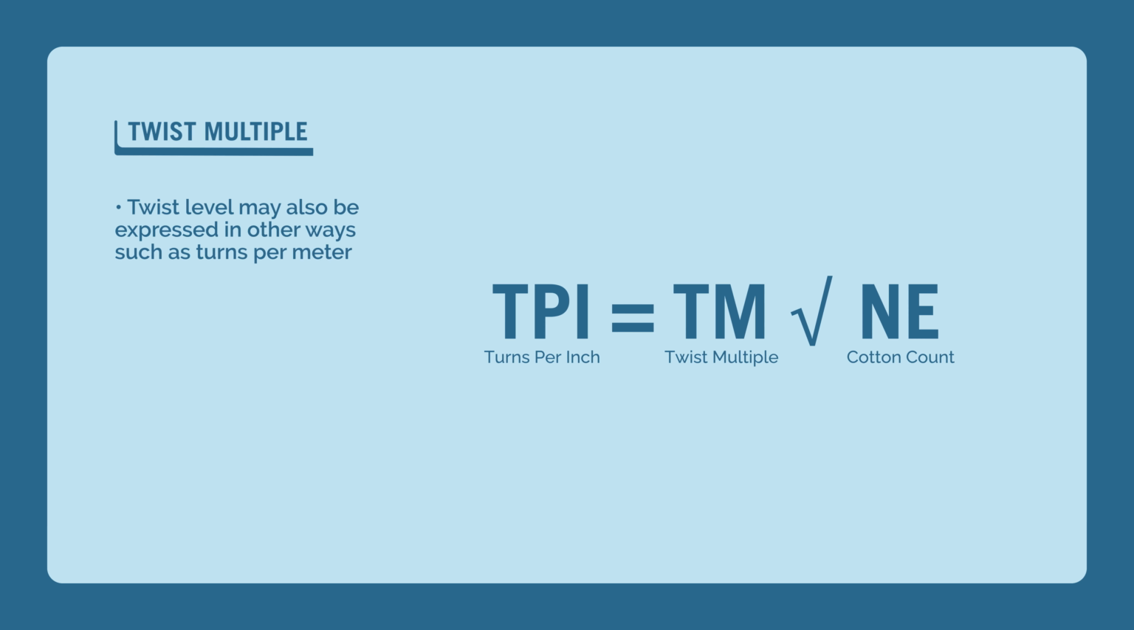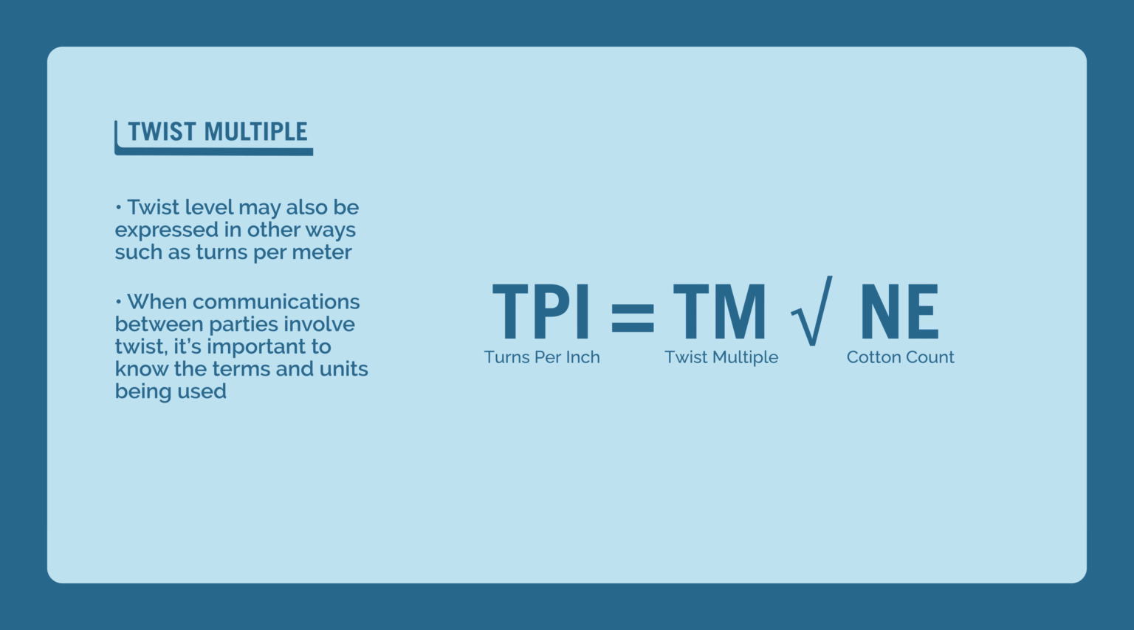Twist level may also be expressed in other ways, such as turns per meter. When communications between parties involve twist, it's important to know the terms and units being used.